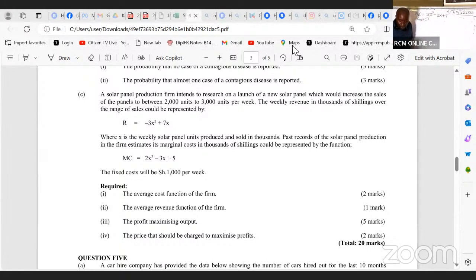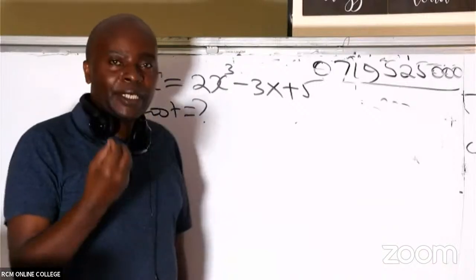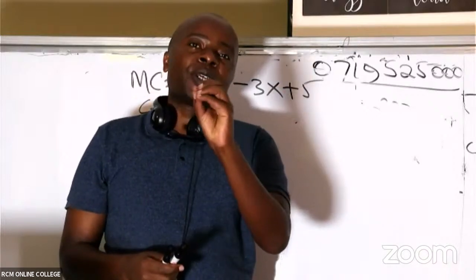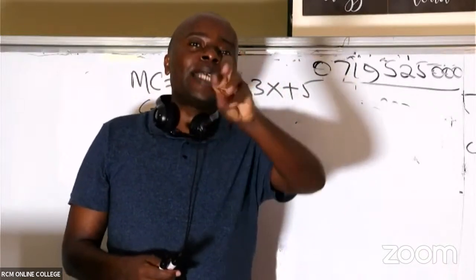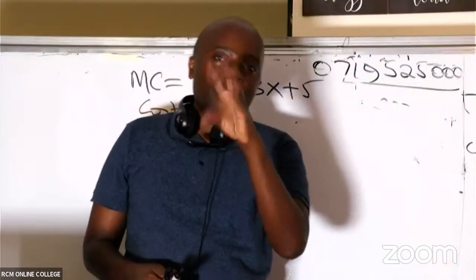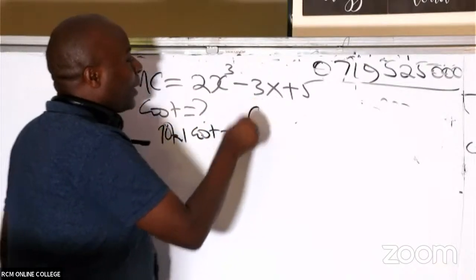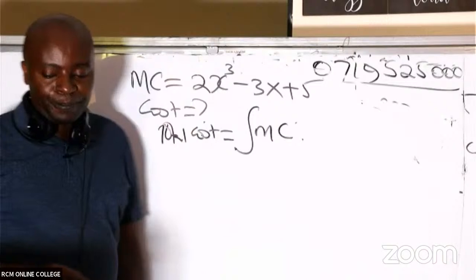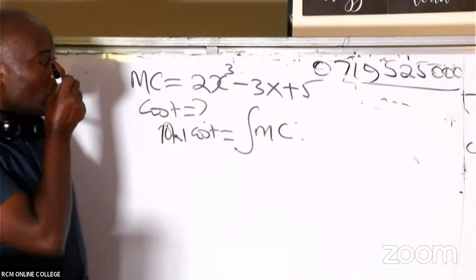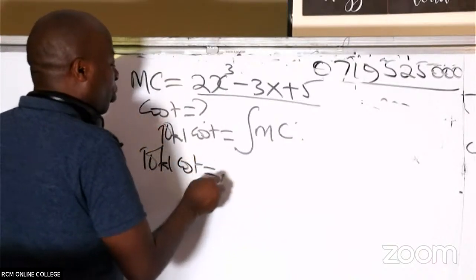So the question is, how shall we be able to get the total cost first before we go to the average cost? It's very easy. Marginal is another terminology for minute, small, for 1 unit. So if I'm to move from these minute things to get the total, then I must integrate. Whenever I see marginal cost, I must put them together through integration. So to get total cost, I will integrate the marginal cost.